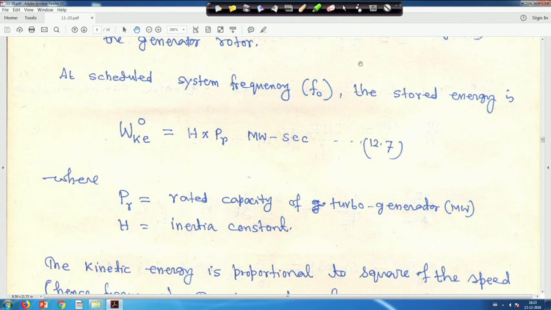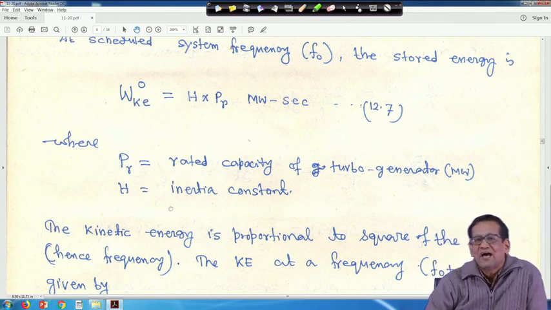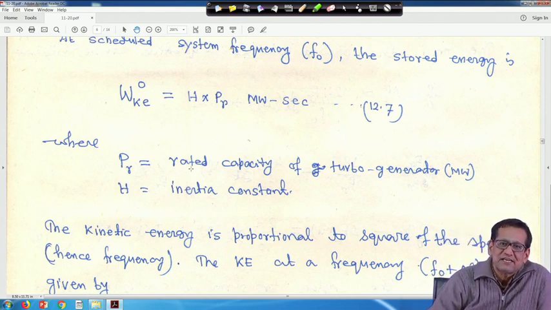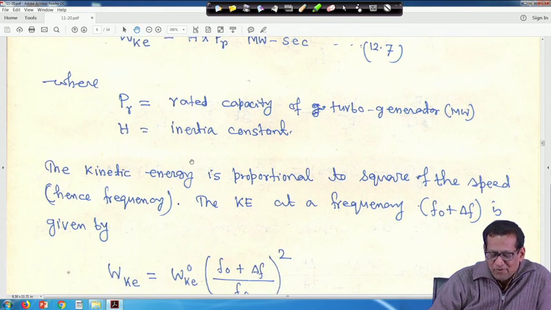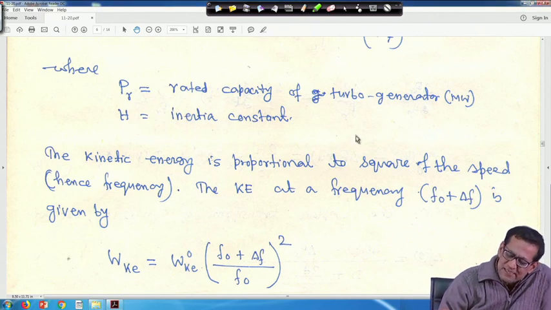Now, the kinetic energy is proportional to the square of the speed. We know that kinetic energy is proportional to the square of the speed, and hence the frequency, because omega is equal to 2 pi f. So, the kinetic energy at a frequency, say F0 plus delta F, is given by the following, because the load has changed. Initially the frequency was F0.